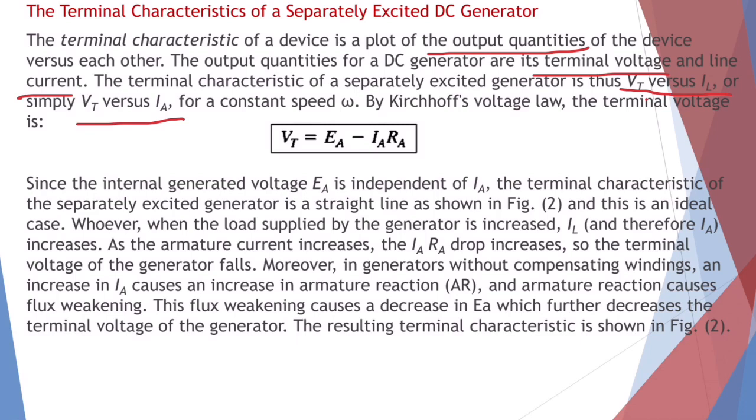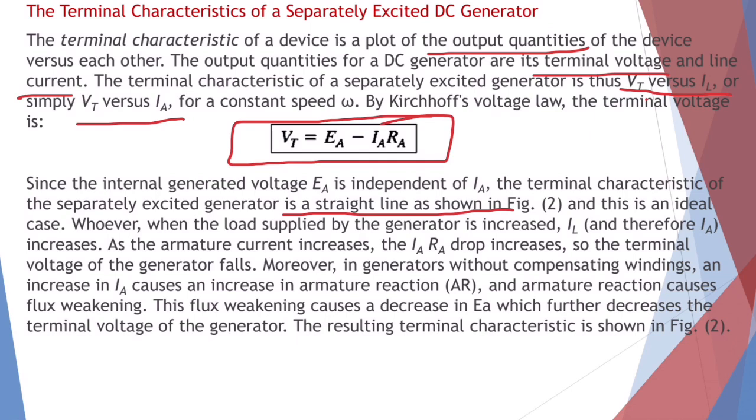By Kirchhoff's voltage law, the terminal voltage is VT equals what here? EA, the armature voltage, minus IA multiplied by RA, the armature current multiplied by the armature resistance. Since the internal generator voltage EA is independent of IA, the terminal characteristic of the separately excited generator is a straight line, as shown in figure 2. And this is an ideal case.